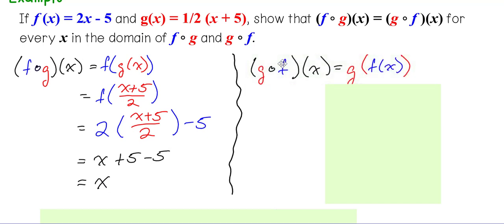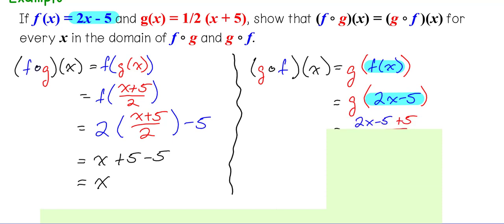So now if we look at g composed with f of x, this time for f of x, we're going to put in 2x minus 5, and then take that 2x minus 5 and put it in for the x in the g of x equation. And we will then end up with 2x minus 5 plus 5 all over 2. The 5's cancel out, and I'm left with 2x over 2, which leaves me with x.